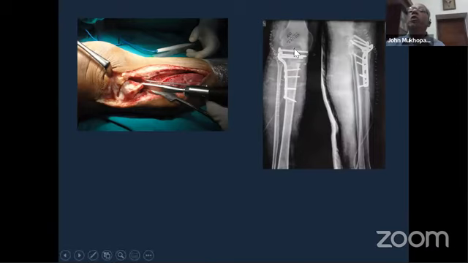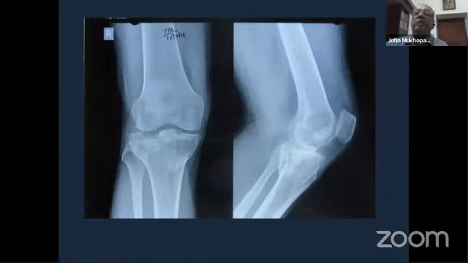This is a lag screw across to compress that, to get that under the lateral condyle of the femur, and then a buttress plate to hold it. And this is him at about a year's follow-up, doing reasonably well. This is not a perfect result, but doing reasonably well considering his situation.